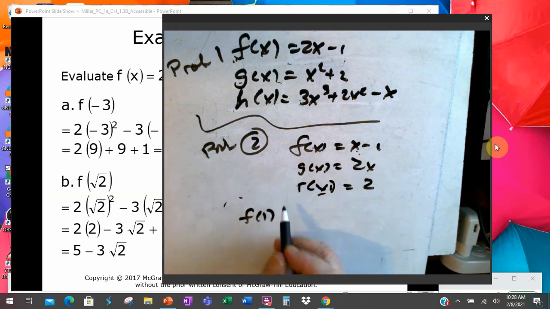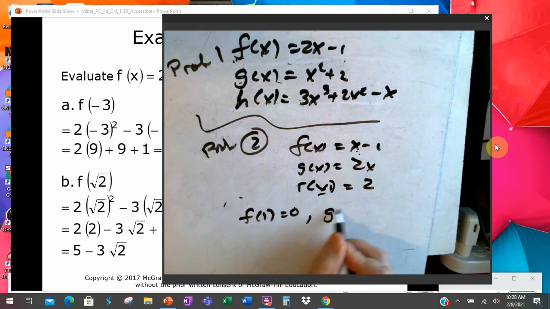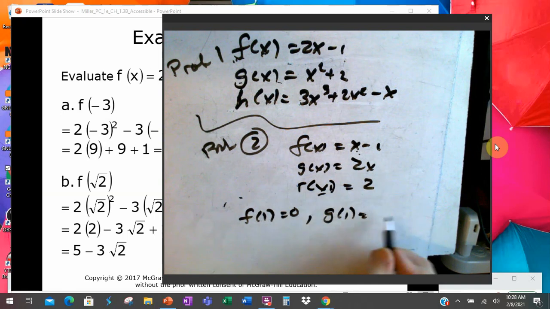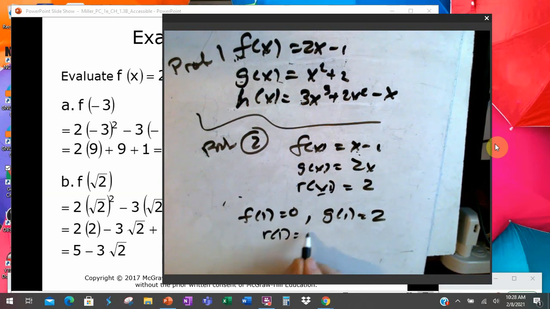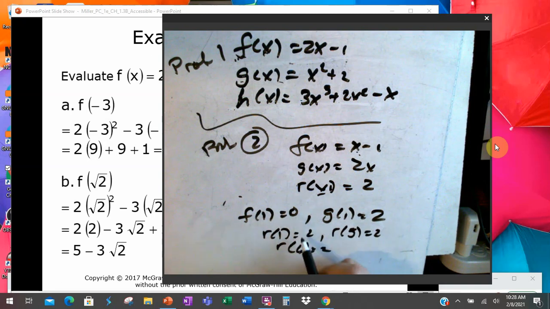Oh, it's 1 minus 1. That would be 0. What is g of 1? Oh, that's 2 times 1. That's 2. What's r of 1? That's 2. That's always going to be 2. r of 5 is 2. r of 6 is 2. But f of 6 would be 6 minus 1, which is equal to 5. Okay? So that's the notation.